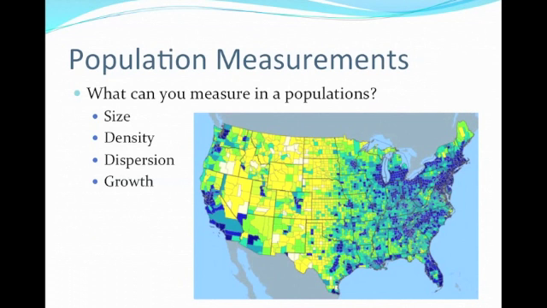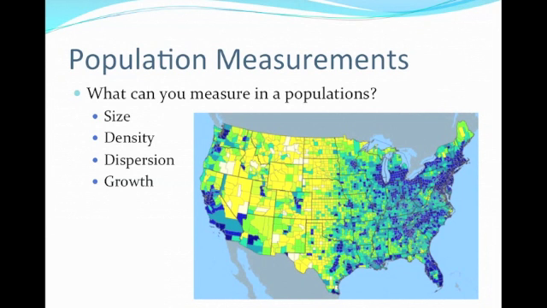So, first of all, how you measure a population can take on many different forms. You can measure the size of the population, basically how many individuals of that species are in that area. Not very difficult to do. You can do it in a variety of ways.